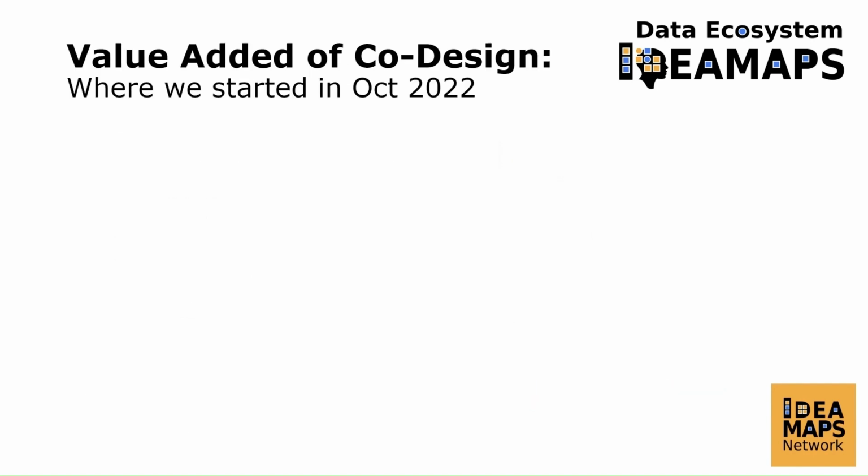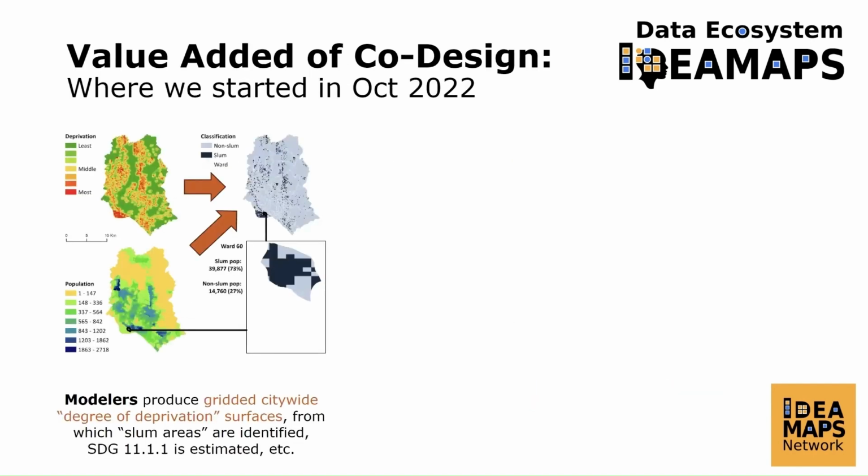When we started this project in October 2022, the modelers in our team had imagined that we would be producing citywide gridded maps with degree of deprivation. So it'd create a surface of degree of deprivation from areas of most to least deprivation, and that these maps could be classified into slum, non-slum areas and used for things like SDG 11.1.1 reporting, which is understanding the percent of urban population living in slums, informal settlements, and inadequate housing.